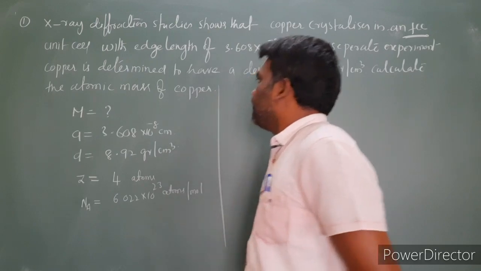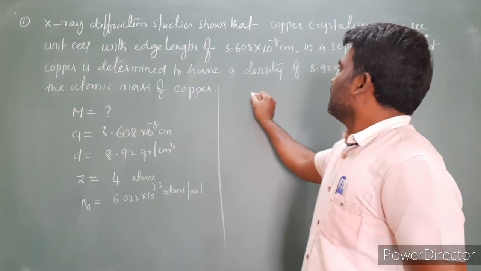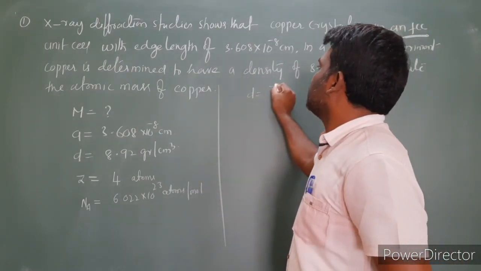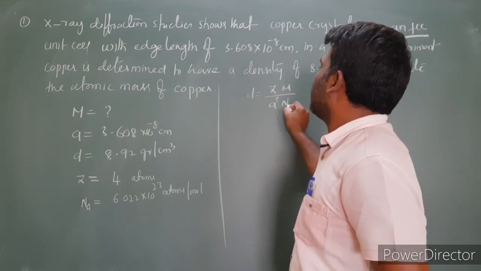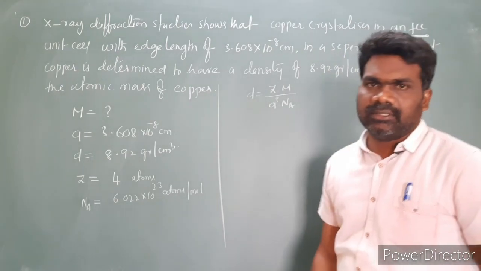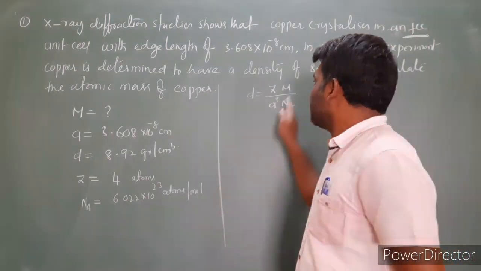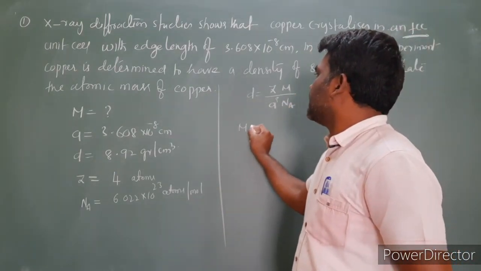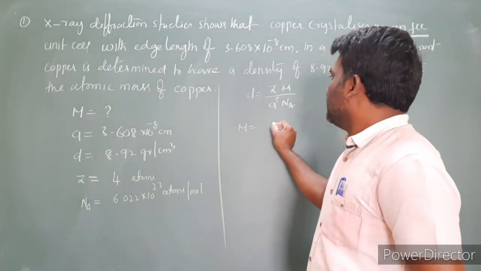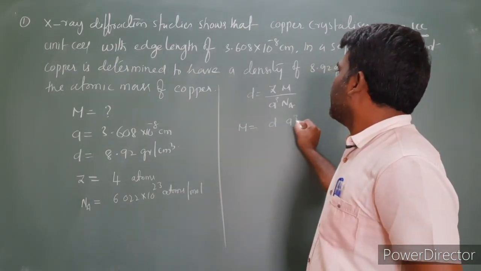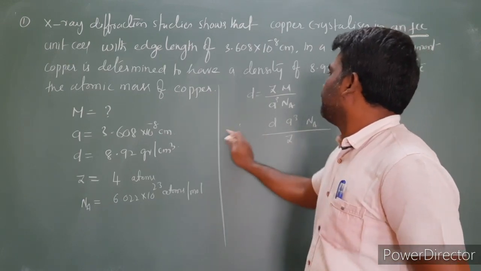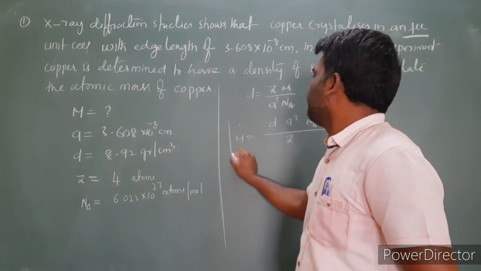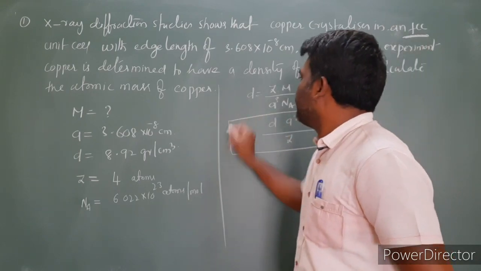So we have the formula to calculate the molar mass. Density D is equal to Z into M by a cube into Na, the Avogadro number. This is the formula, so we have to modify this formula to calculate M. Then M is equal to D into a cube into Avogadro number by Z. This is the formula we have to use.